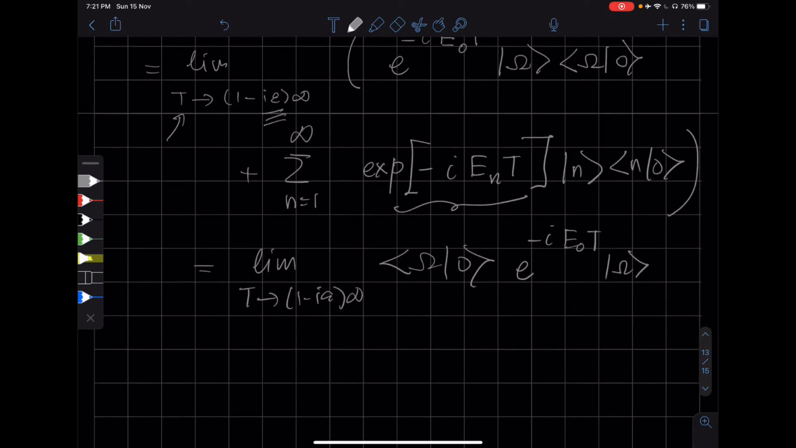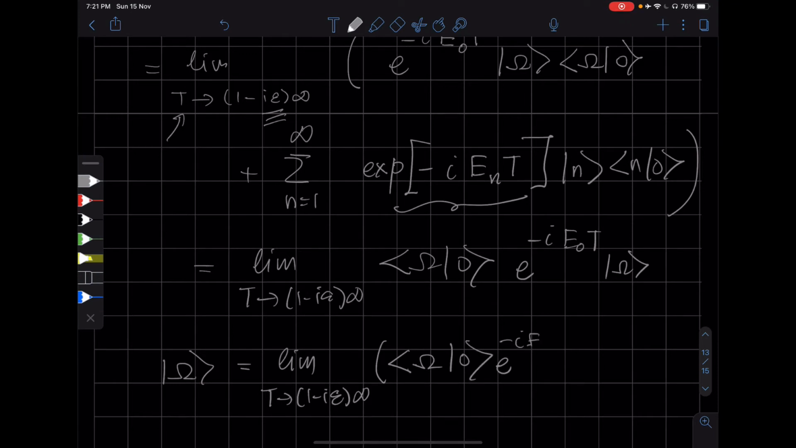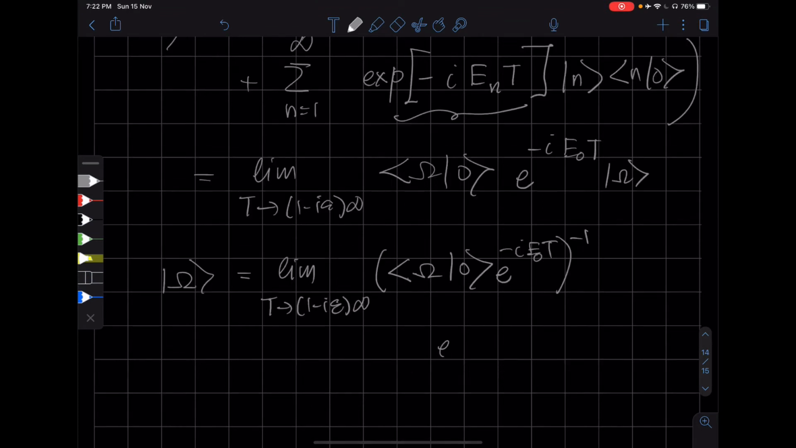And then from this, I can write omega in terms of the free vacuum, and that's going to be given by the limit of t goes to ∞(1 − iε). And then I'll have a numerical factor, which is going to be ⟨Ω|0⟩ e^{-iE0 T} inverse, times e^{-iHT} acting on the free vacuum.